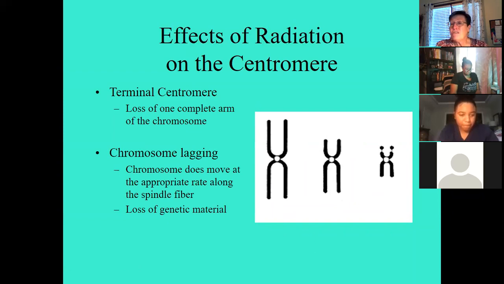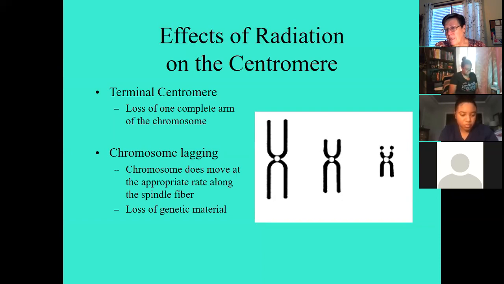And that would be called terminal centromere. So you have the centromere and one arm of the chromosome, and then you have basically the other entire arm of the chromosome is an acentric fragment. So obviously that is lethal to the cell.